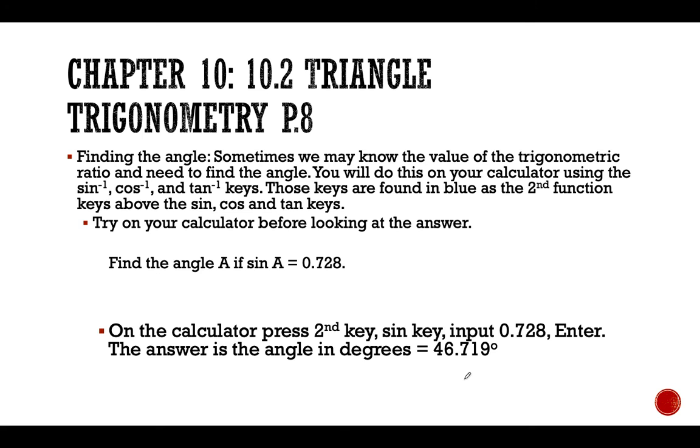So try this on your calculator before looking at the answer. Find angle A if sine A equals 0.728. So if you did this correctly, you should get the angle 46.719 degrees.